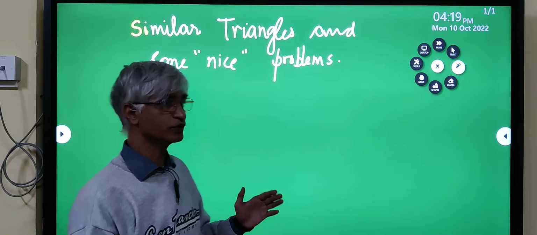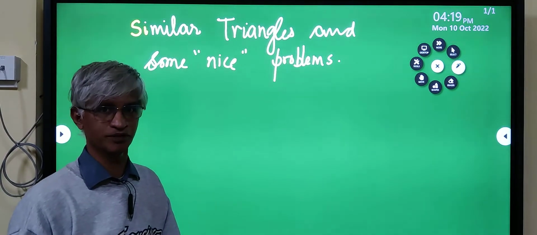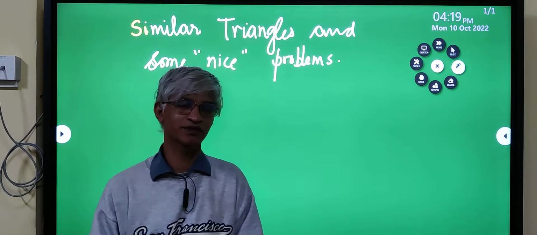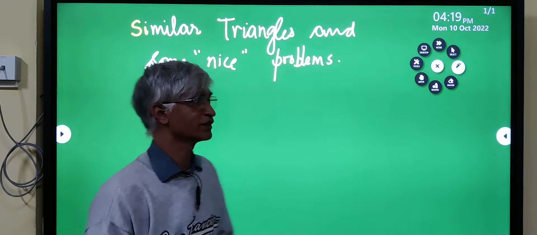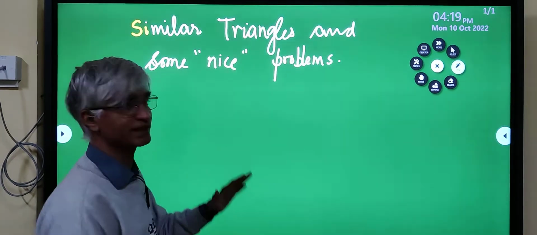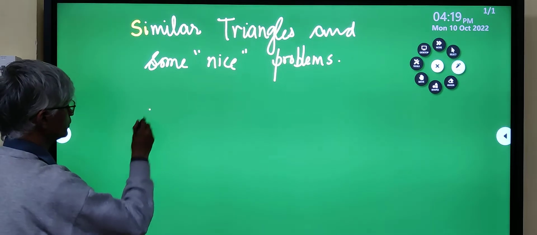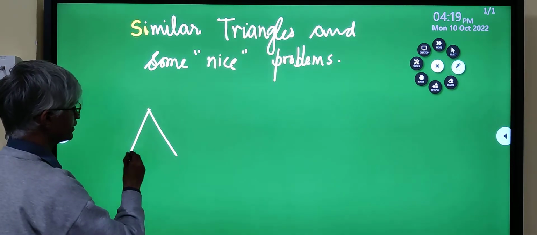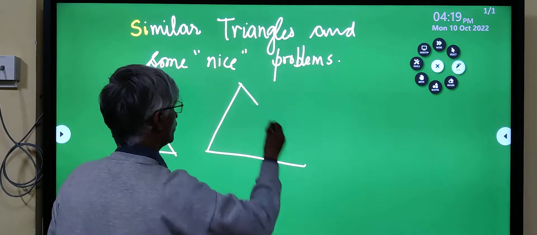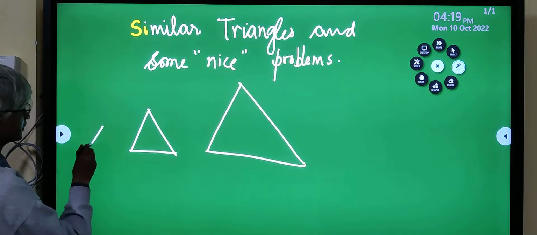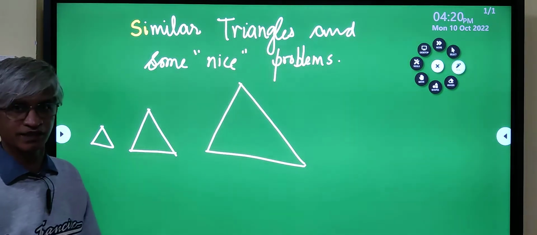But what we are going to do today is just a few simple problems, and maybe we'll get into some really interesting, tough problems later on. So let me first run through the basic idea of similar triangles, which you all know. So when a triangle is blown up or shrunk, then we say that the two triangles are similar.